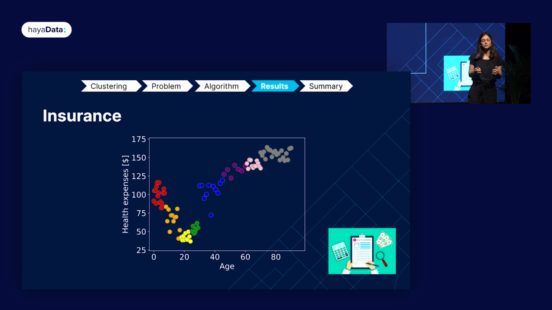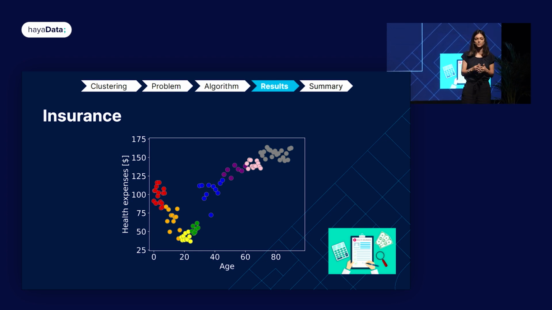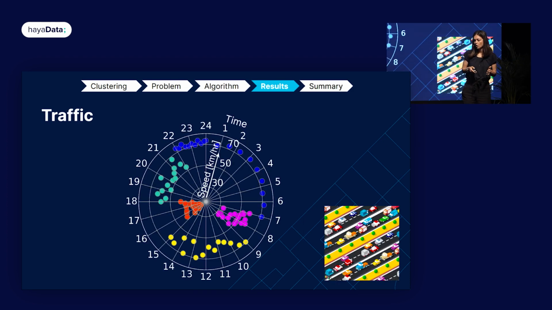We can apply this to patient care data to describe the mostly increasing health expenses of the human lifespan, or to driving data to describe the typical rush hour free flow speed pattern in city traffic. Here the polar axis is time of day, the radial axis is speed. Pink and red are the morning and afternoon rush hours. Blue is the nighttime free flow, and yellow and green are the midday and late evening.